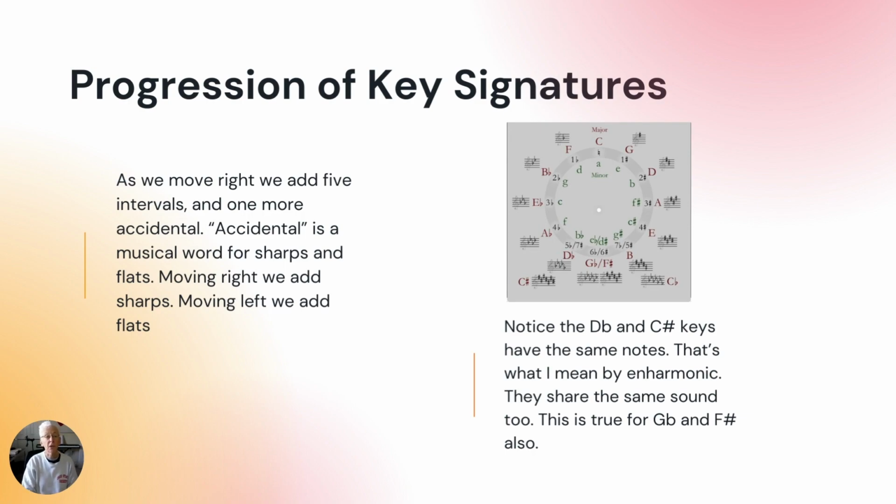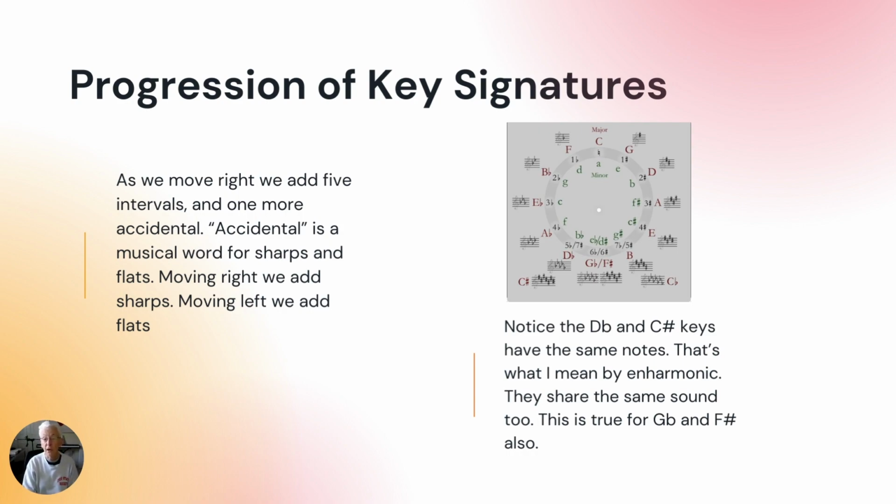Another thing the circle of fifths communicates well to us is the progression of key signatures. As we move right, we add 5 intervals and 1 more accidental. Accidental is a musical word meaning the sharps and the flats. Moving right, we add sharps, and moving left, we add flats. So you can see that pretty readily. And this is how these keys relate to each other.